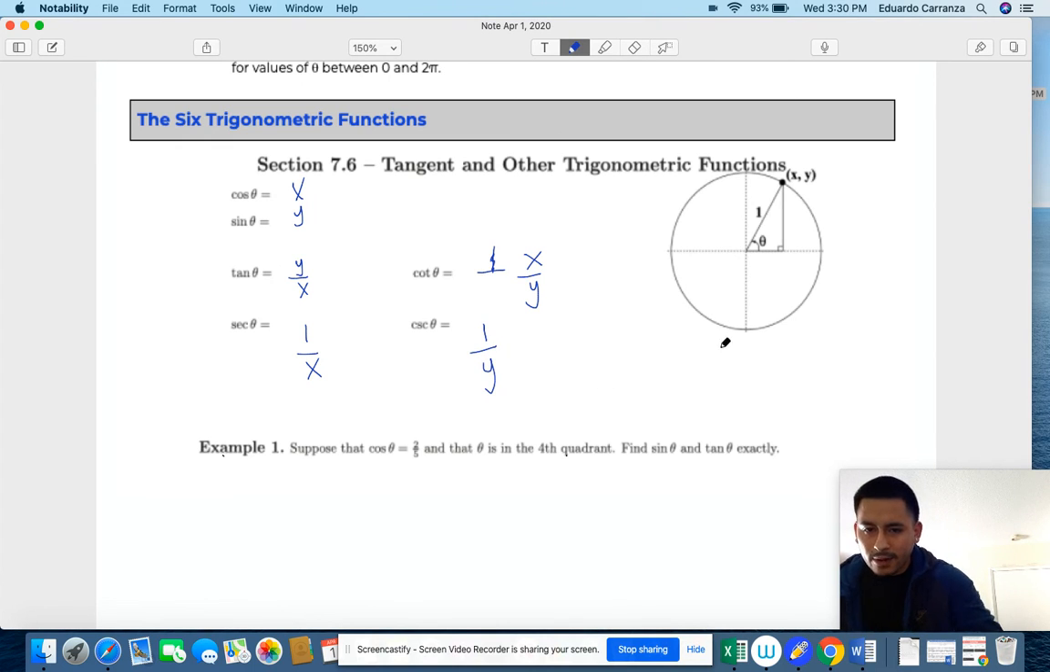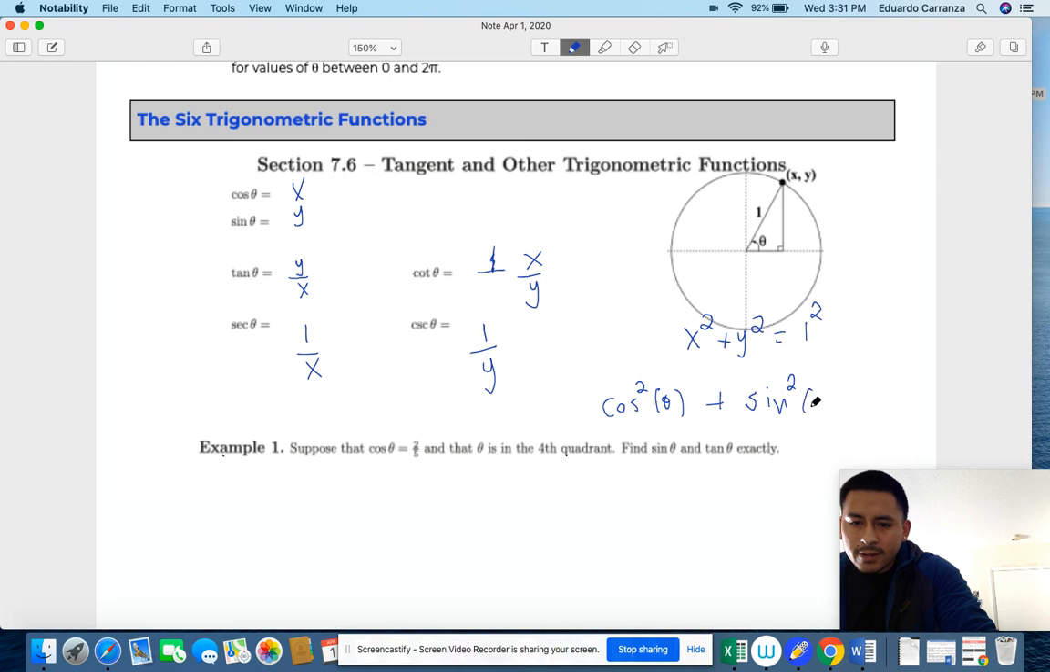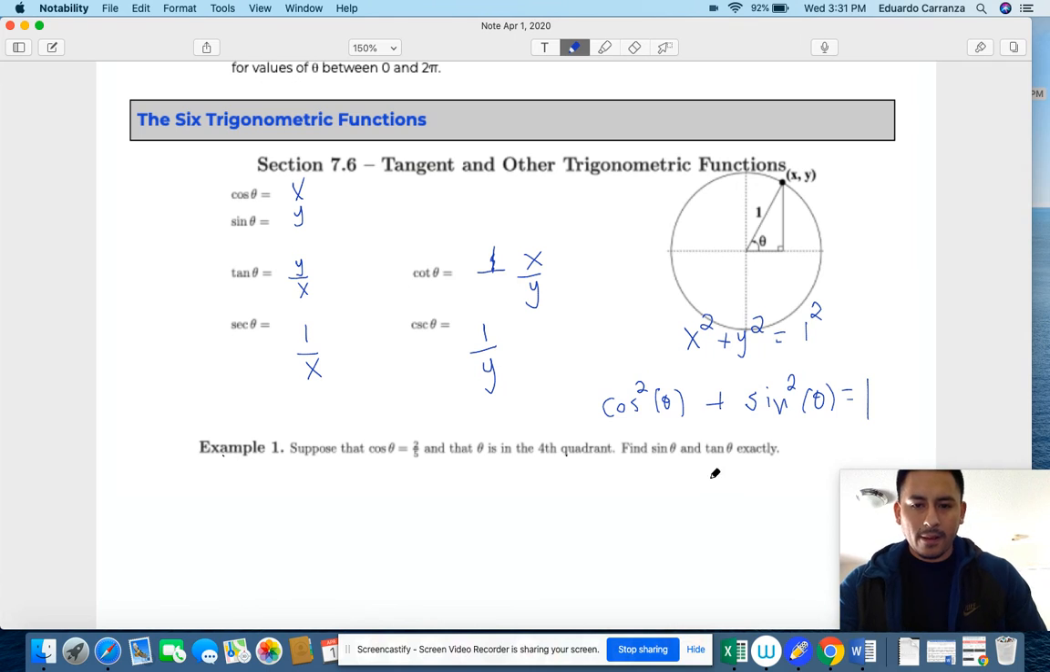All right. And if you recall from geometry, the equation of a circle, specifically this unit circle, is x squared plus y squared is equal to 1 squared. And then using these definitions of sine and cosine, we come up with the Pythagorean identity, which is going to be useful in these next examples. So we have cosine squared of theta plus sine squared of theta is equal to 1. All right, cool. Let's move on.